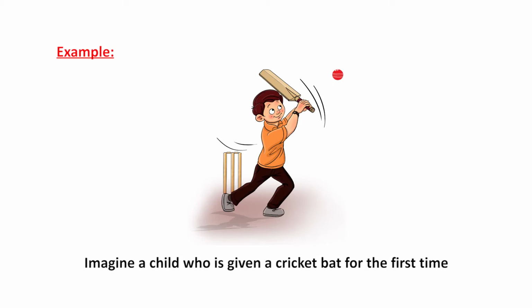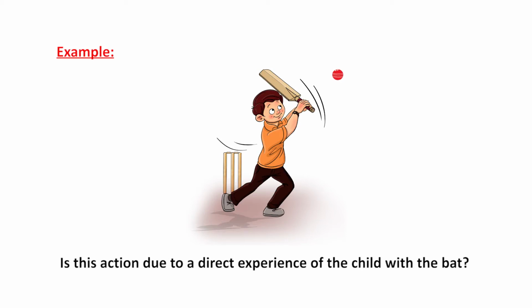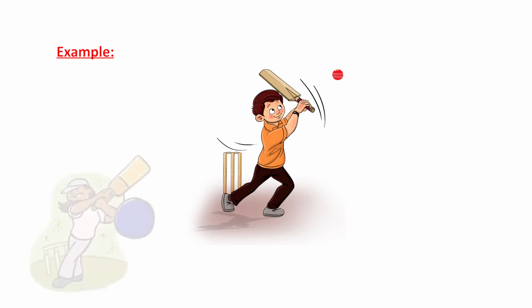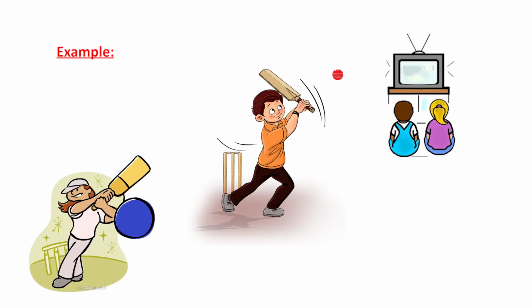For example, imagine a child who is given a cricket bat for the first time. The child, looking at the cricket bat, would probably search for a ball and hit it. Is this action due to a direct experience of the child with the bat? Certainly no. It is because the child had seen others perform this action, either on television or in person. Hence, learning occurs just by observing the action of others, which served as a base for Bandura in proposing observational learning, or in other words, social learning theory.